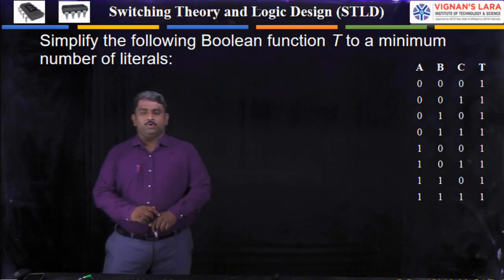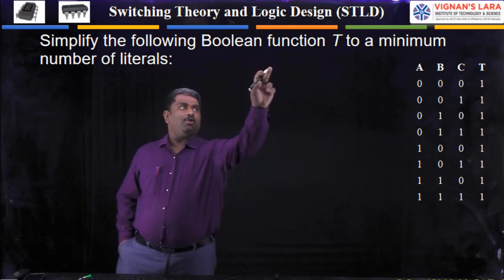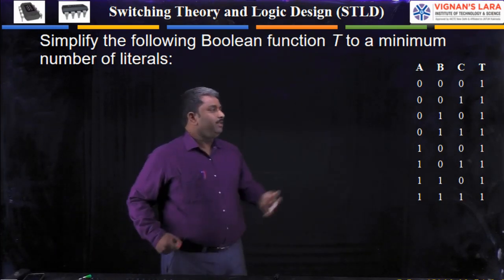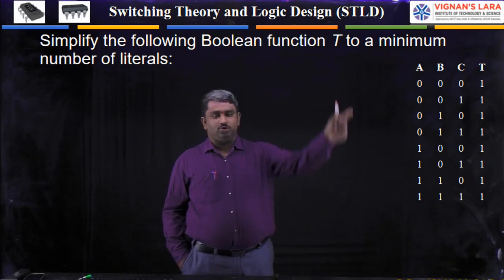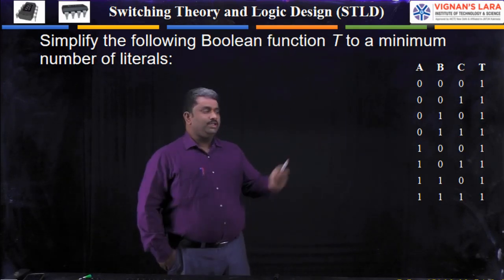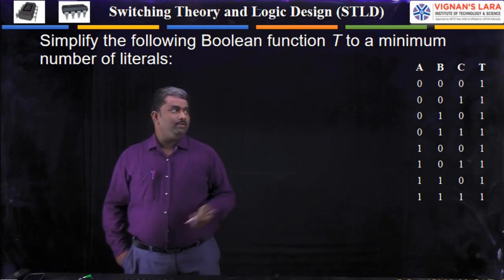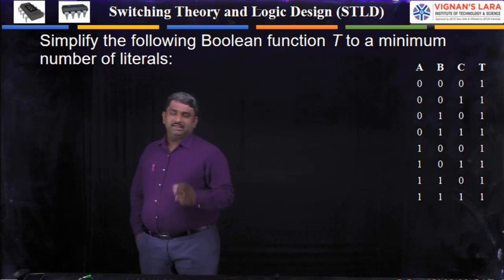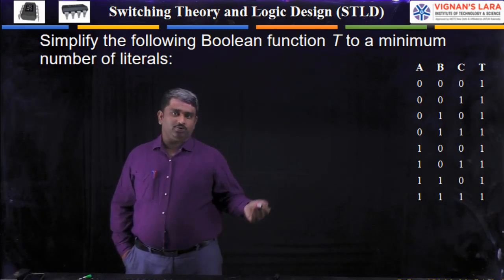Okay, coming to the next problem. Simplify the following Boolean function of t to a minimum number of literals. Here in this table, ABC from 00 to 11, all possible combinations are available, and t is equal to all combinations given. It's a very simple problem. Actually the output of this problem is equal to 1. The answer is finally t is equal to 1, but here we have to do that practically.